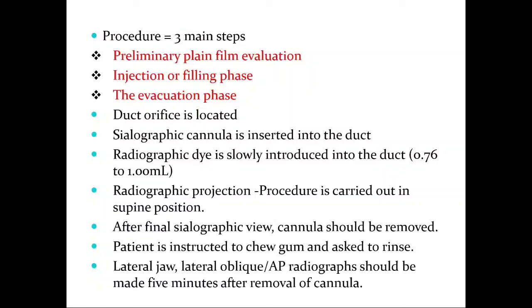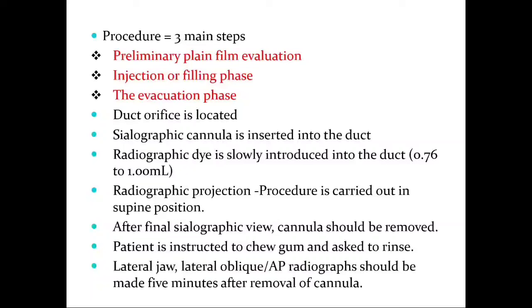So, in the procedure of sialography, you have three main steps, that is, the preliminary plain film, then the injection or the filling phase, and then the evacuation phase. You have to explain in each phase what procedures are done. In the preliminary phase, radiographs are taken to detect the conditions without any requirement of contrast.